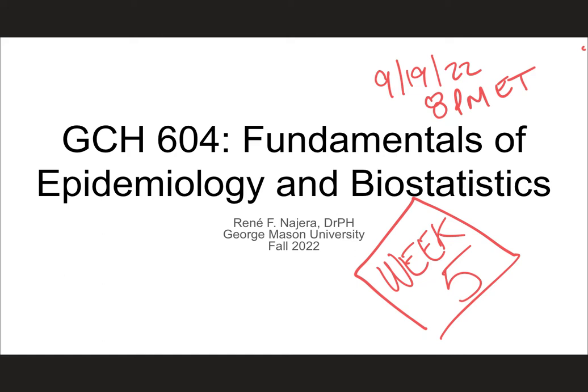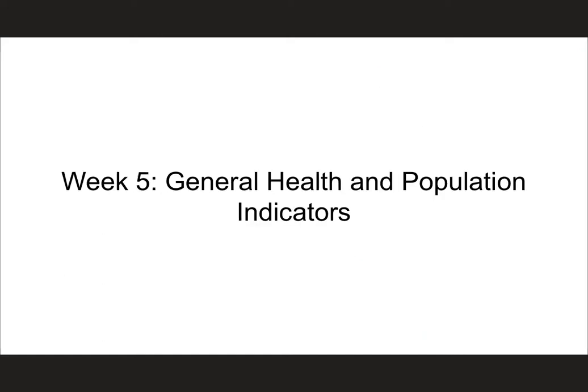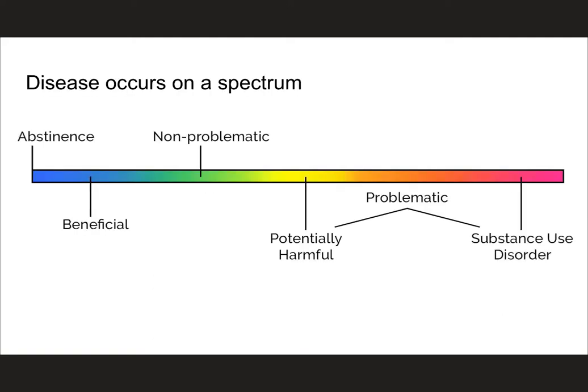So let's get started with week number 5. We were talking all about general health and population indicators, a lot of rates, a lot of how do we do things, how do we explain things. And one of the things that you need to understand is that disease occurs on a spectrum, right? This is the spectrum of substance use disorder, or opioid addiction, or any kind of addiction, really.